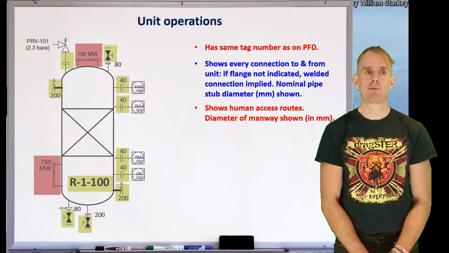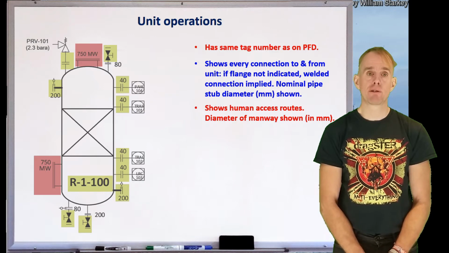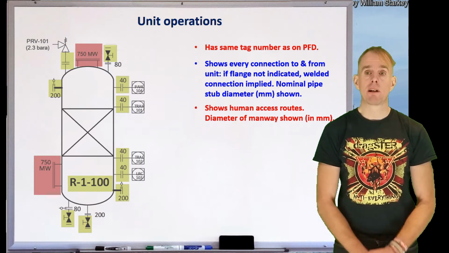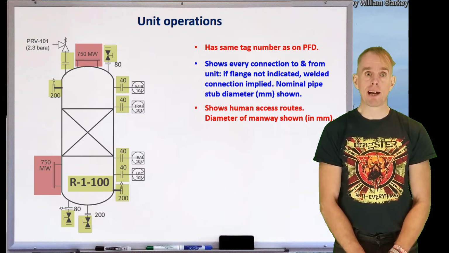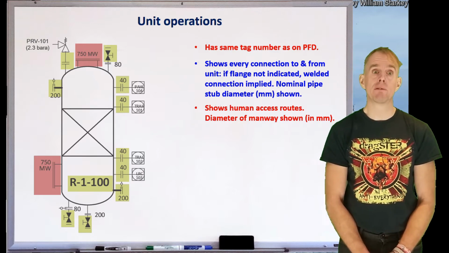Note that the 750 on each of these manways refers to the diameter. That gives you an idea of the size of hatch that you might have to crawl through if you ever do a vessel inspection.